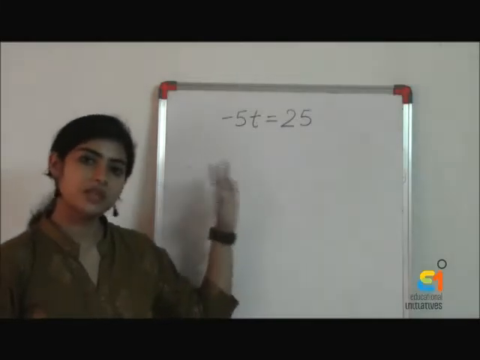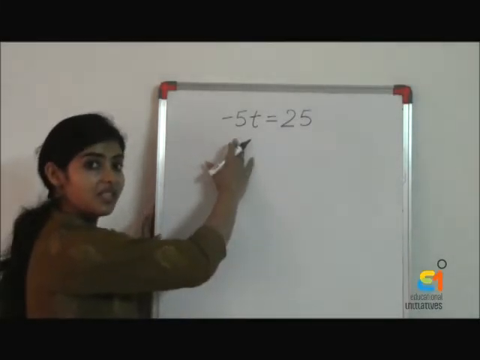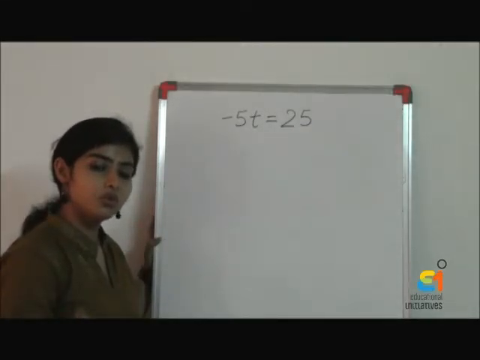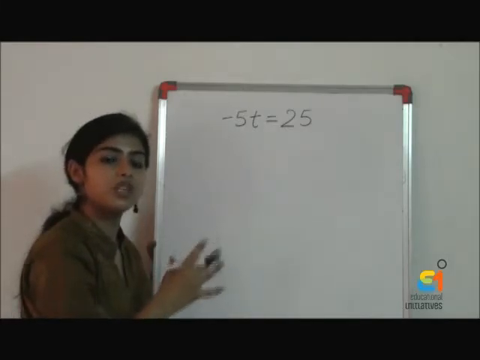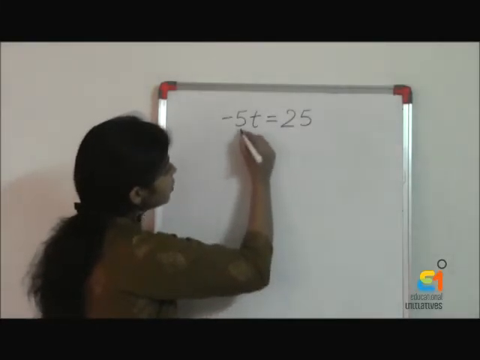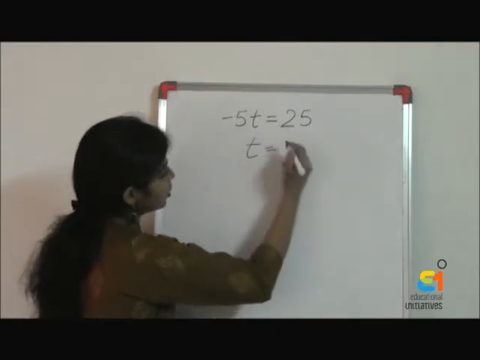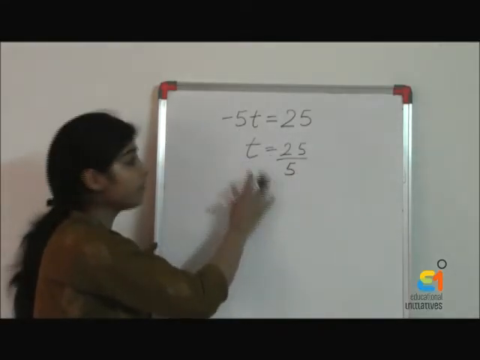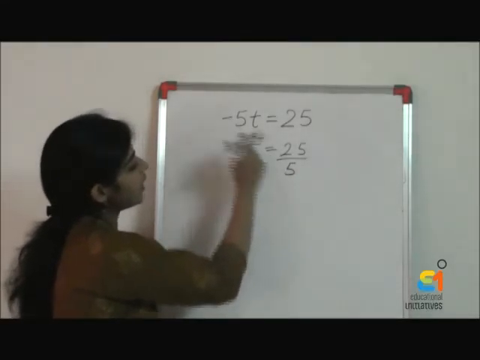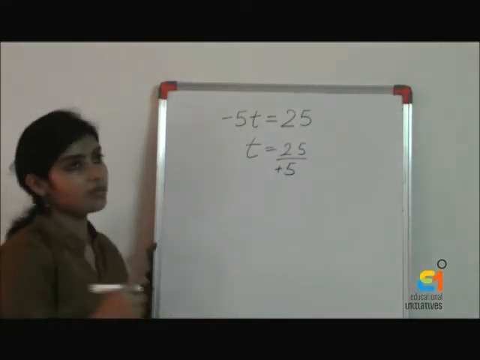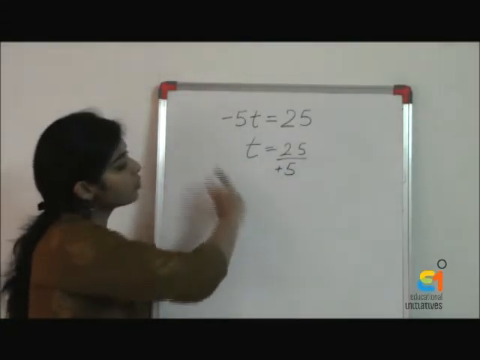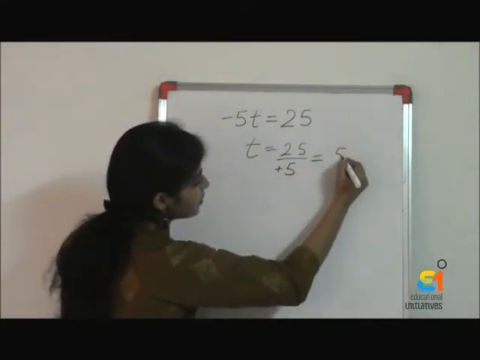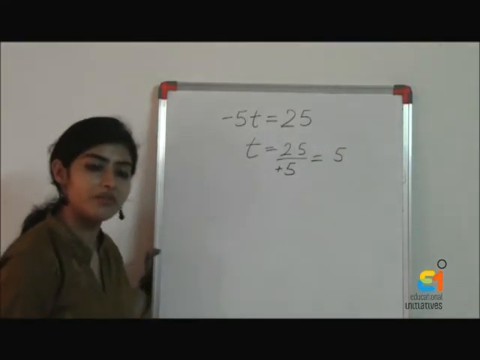In equations of this type, minus 5t is equal to 25, kids use similar transposition rules. They believe that the inverse of multiplication is division. So they just shift the 5 from the LHS to the RHS like this. So they divide 25 by 5 and they also convert the negative sign into a positive sign, because according to the transposition rule, minus should be changed into plus if it goes to the other side, and that is how they get the answer as 5 instead of minus 5.